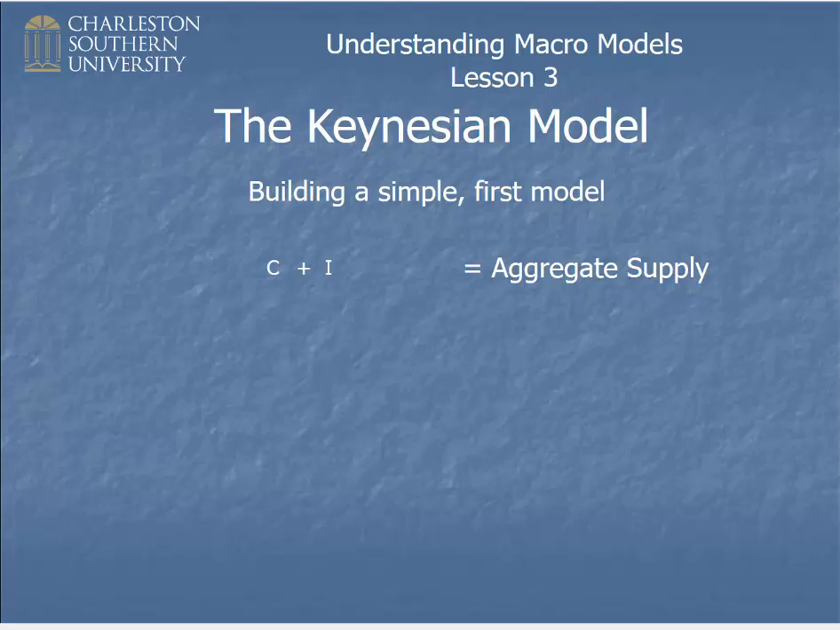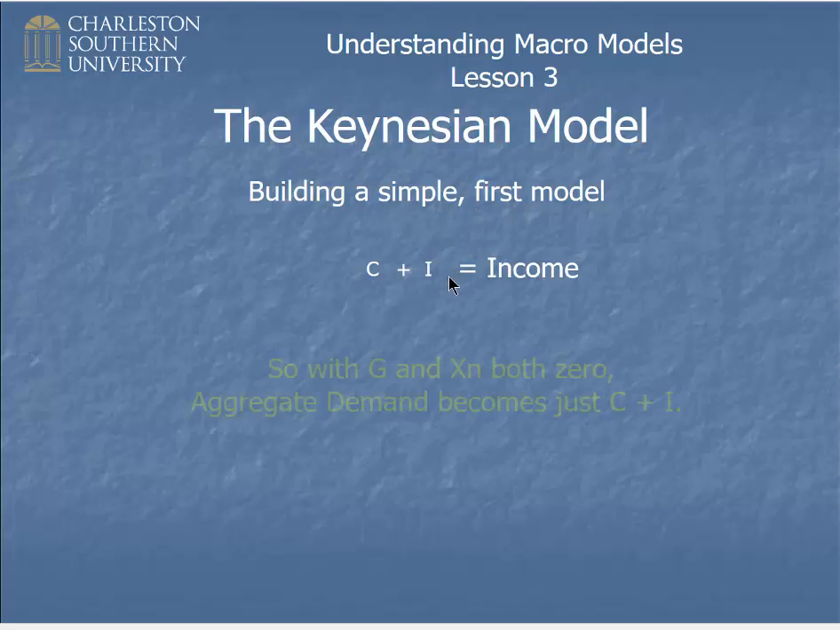Then aggregate supply, you might remember, can be measured as income. If you go back to that lecture on GDP, there was a second definition of GDP, which was it's the total sum of all the incomes generated in the economy, and that's how they get this term right here. Aggregate supply turns into income. So let me just clean this thing up a little bit. So we have C plus I equals income in this very, very simple first Keynesian model, because there's no government spending and there's no net exports.